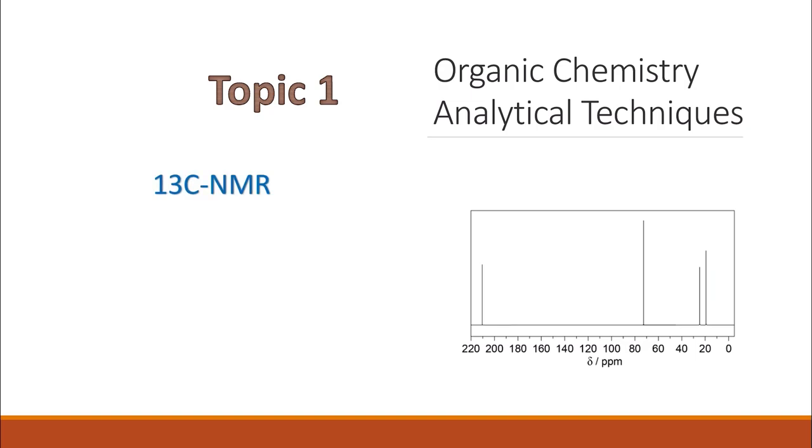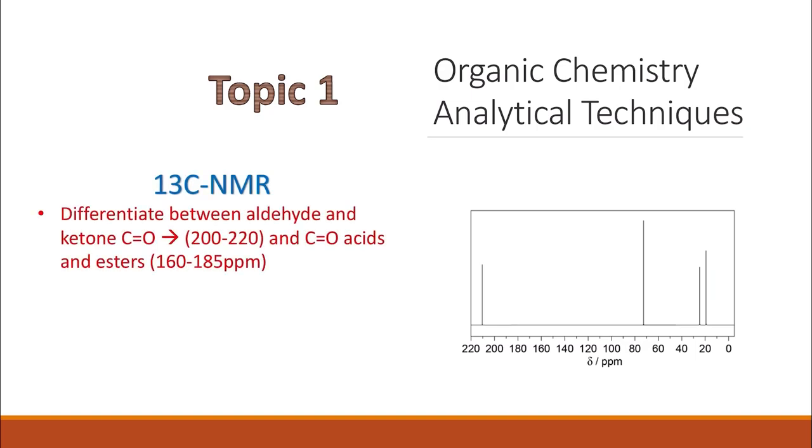Carbon 13 NMR, you can use this to differentiate between aldehydes and ketones and the esters and acids, because the carbonyl carbon will appear at a higher value, between 200 and 220 if it's an aldehyde or ketone, but it's going to be a bit to the right, between 160 and 185, if it's an ester or an acid. So if you find any peaks within that region, that means that you have a carbonyl group.